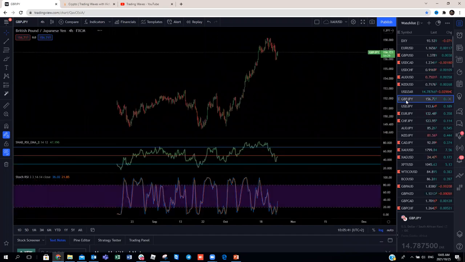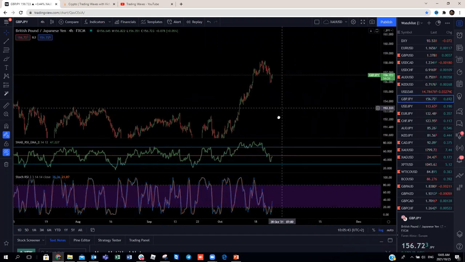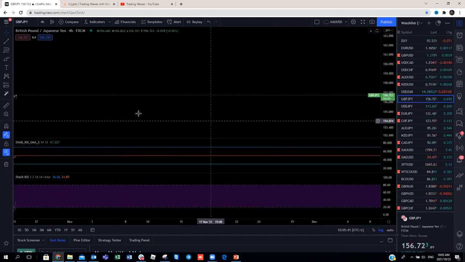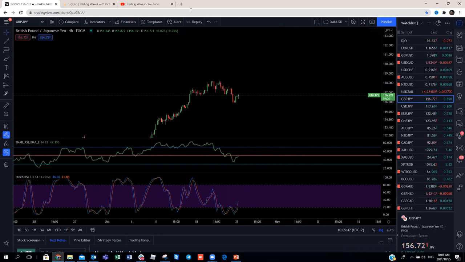Now we can look at the yen pairs. So the yen pairs, as indicated yesterday, we said all of them, we're just looking for 3-wave pullbacks and continuation to the upside. And that's what's happening with all of them. You'll see that all the yen pairs, you just want to confirm with a 4-hour candle that it will close above the upper boundary of the flag, and they will all go to the upside as forecasted yesterday.